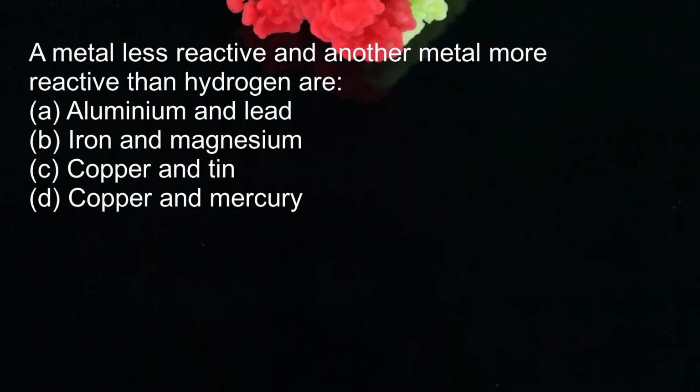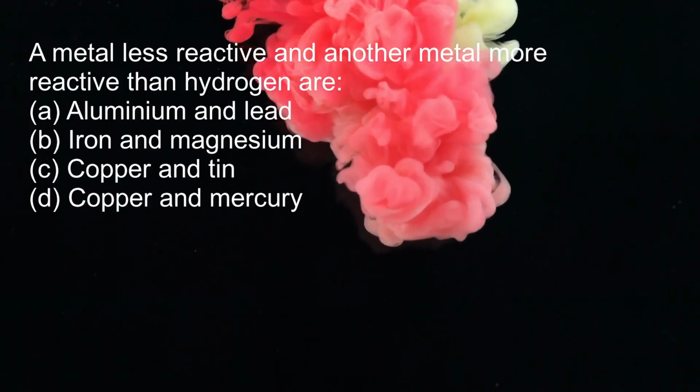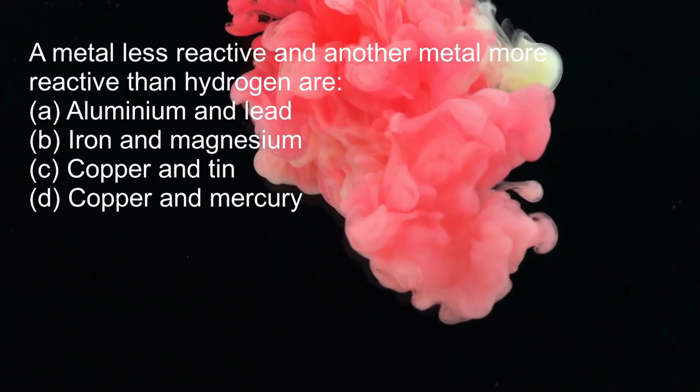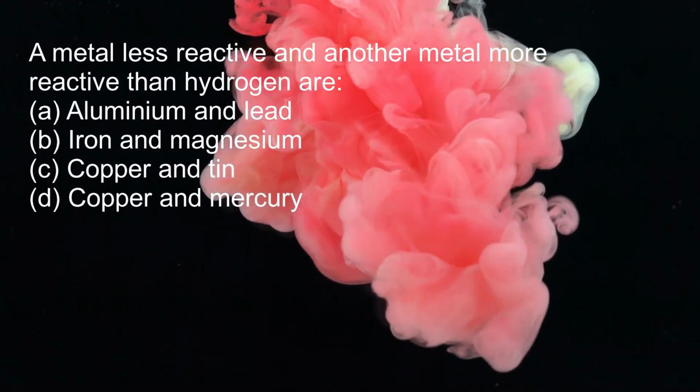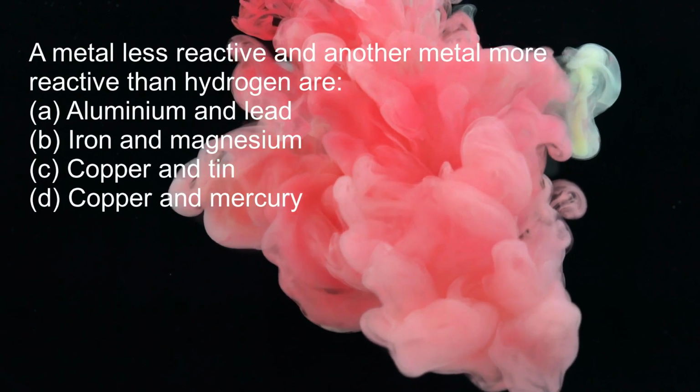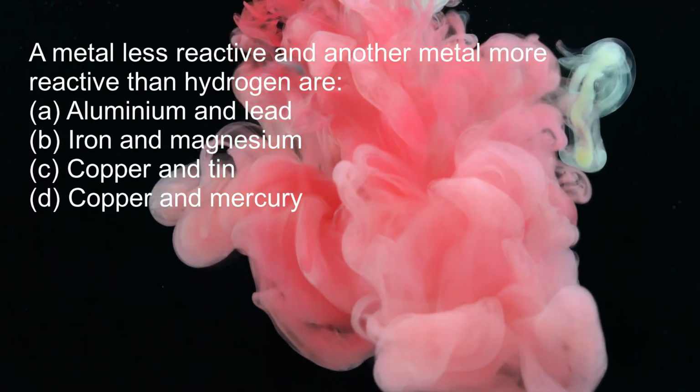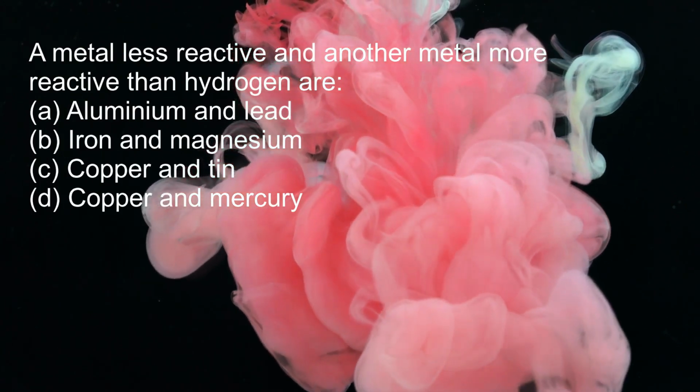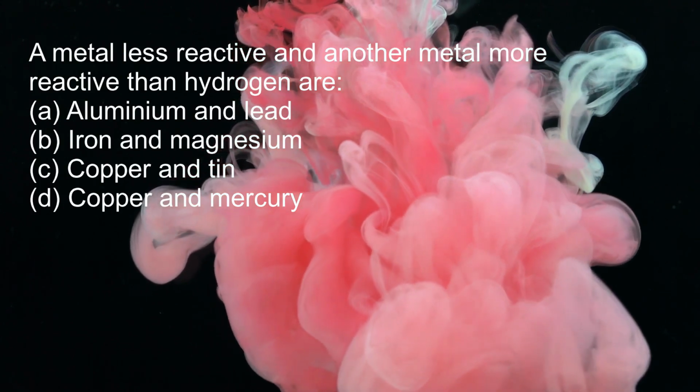A metal less reactive and another metal more reactive than hydrogen are: A. Aluminium and lead, B. Iron and magnesium, C. Copper and tin, D. Copper and mercury. Solution: option C. Copper and tin.